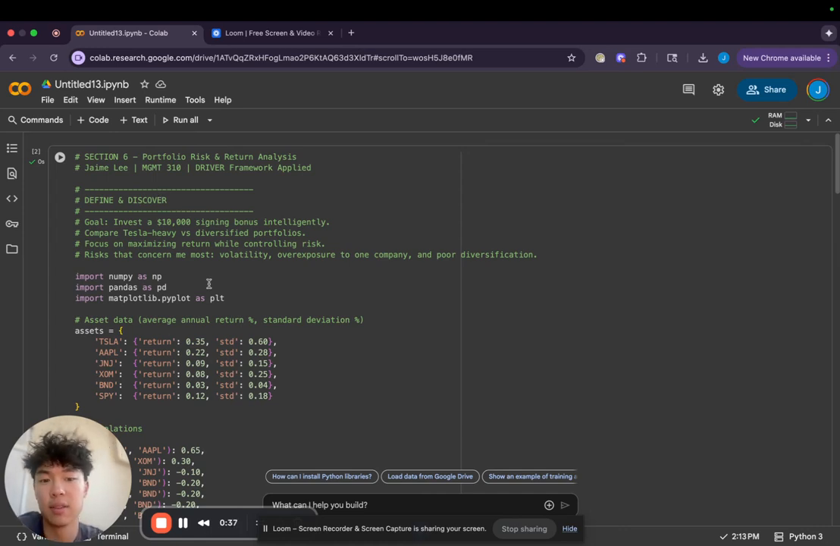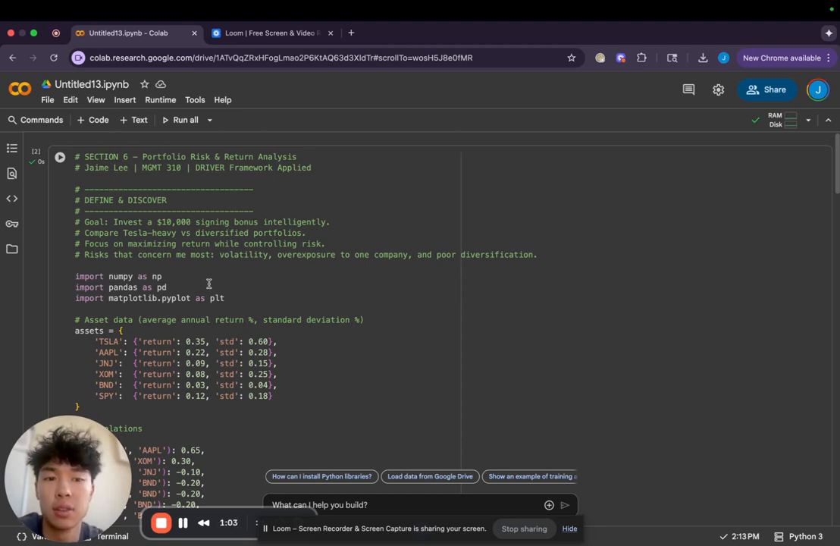In the define and discover stage, I focused on what I wanted most from this investment and what scared me the most. My goal is to grow my money at a decent pace without taking on so much volatility that I'd panic each time the market dips. I wanted to understand what happens when you combine risky high growth stocks like Tesla and more stable assets such as bonds or blue chip companies.